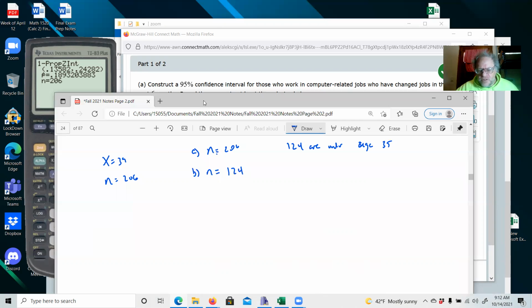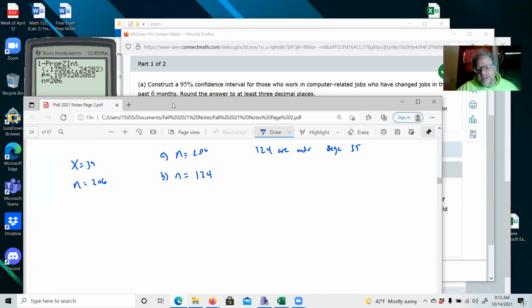If this sample were used to construct a 95% confidence interval for the proportion of workers under the age of 35, we don't know what the X is. I have no idea how many of these people were under the age of 35. But we are going to now use 124 instead of 206. All right.